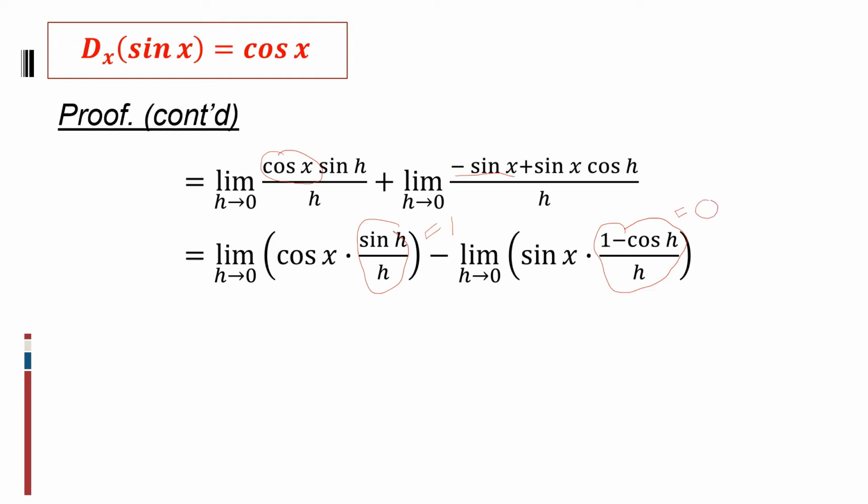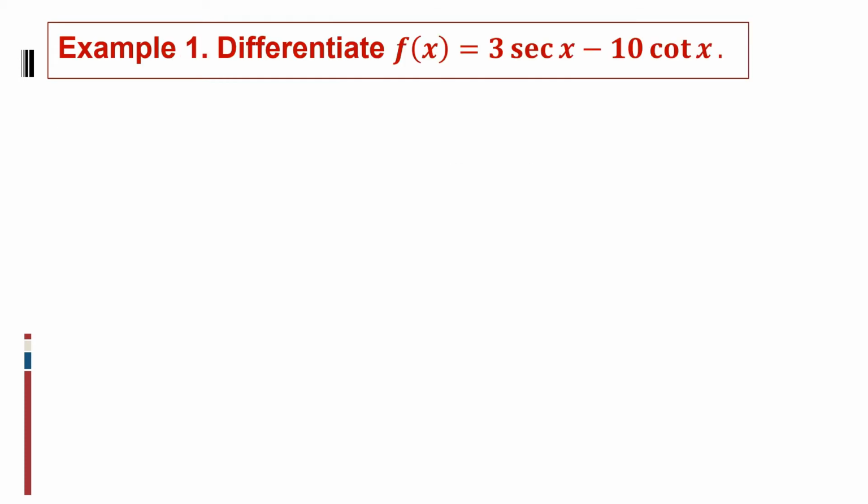So, balikan niyo yung lesson natin about limits of trigonometric functions. Therefore, since ito 1 at ito 0, then we have cos x times 1 minus sin x times 0. So, that is now equal to cosine of x.